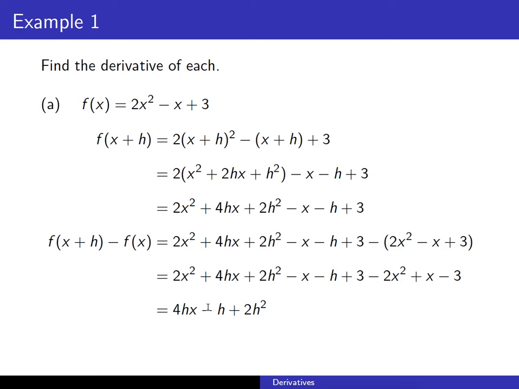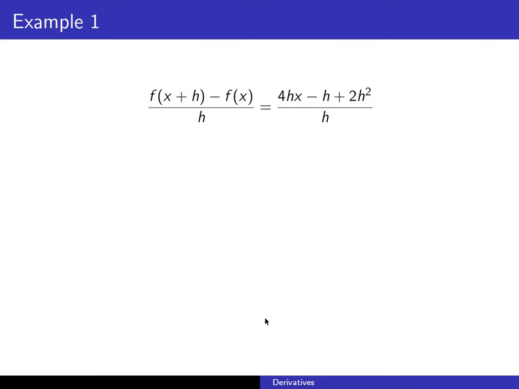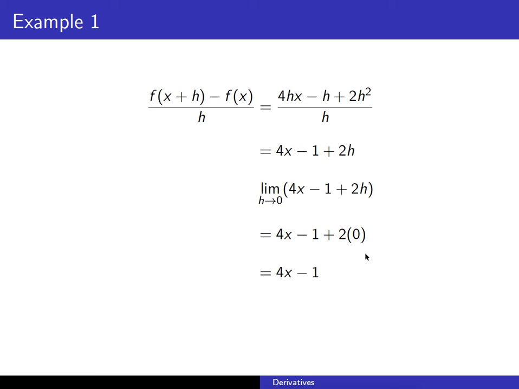Our third step with the difference quotient was to take each of these terms and divide them by h. So when we do that, we get 4x minus 1 plus 2h. And this is the difference quotient. So now what we're going to do, one step further, is take this difference quotient and evaluate the limit as h approaches 0. Well, we can do this by direct evaluation, just plugging in a 0 for h, not going to cause any problems. So 4x minus 1 plus 2 times 0 gives us 4x minus 1, and that is the derivative of 2x squared minus x plus 3.